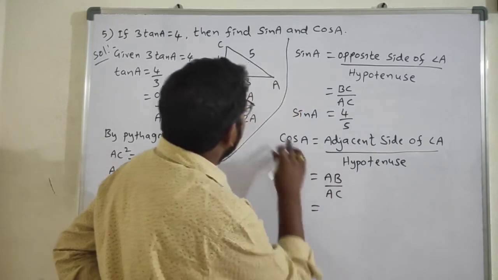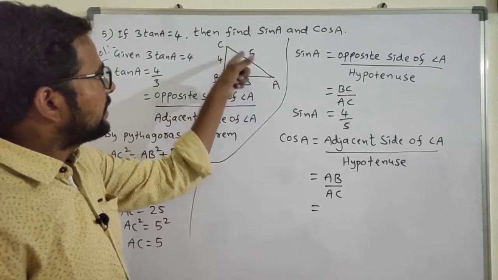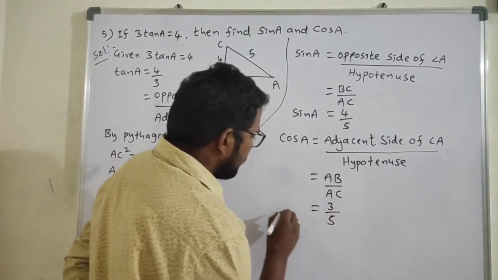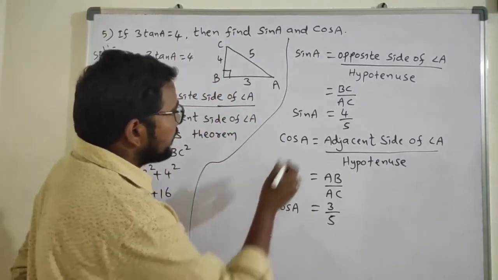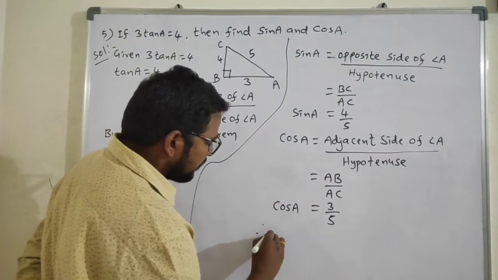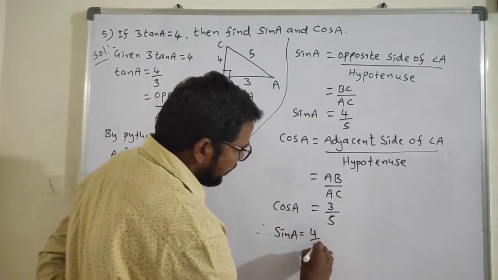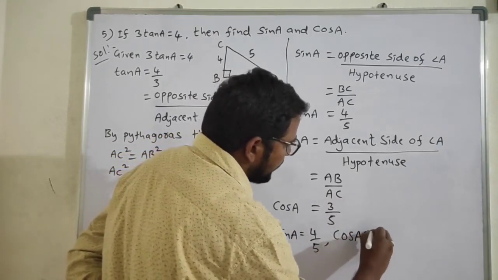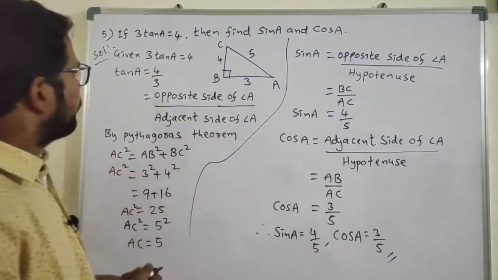So what is the AB value? AB value is 3. AB is equal to 3 and AC is equal to 5. So 3 by 5. So this is cos A. Therefore, sin A is equal to 4 by 5 and cos A is equal to 3 by 5. This is the solution of the fifth question.